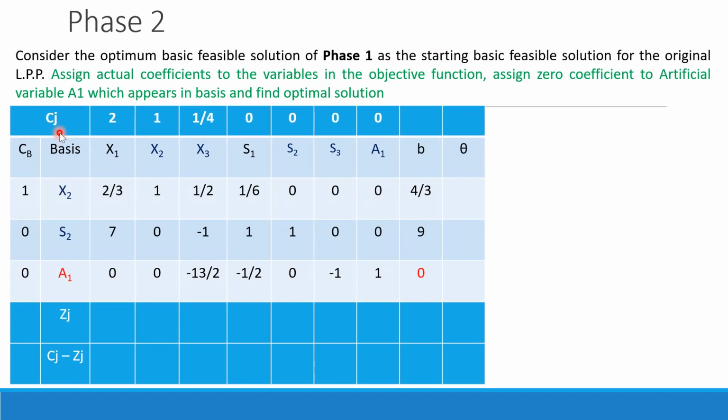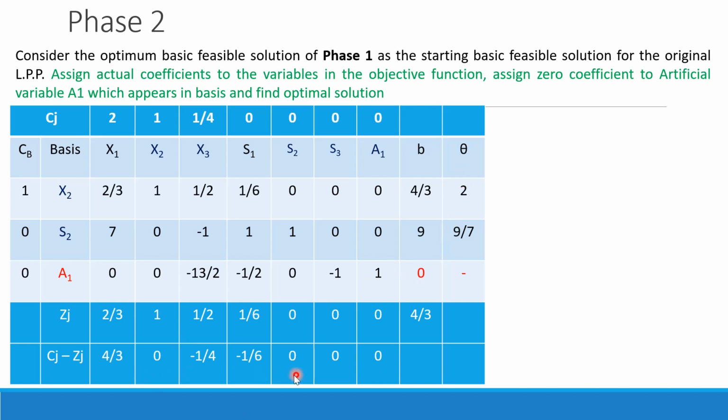We have replaced the values of Cj with the original values of the objective function. The original objective function is 2x1 plus x2 plus 1 by 4 x3, plus 0 s1 plus 0 s2 plus 0 s3, and this particular a1 is also kept 0 here. Now the remaining table is the same as that of the previous table. Now simply we'll find the value of Zj, the value of Cj minus Zj, the value of theta.